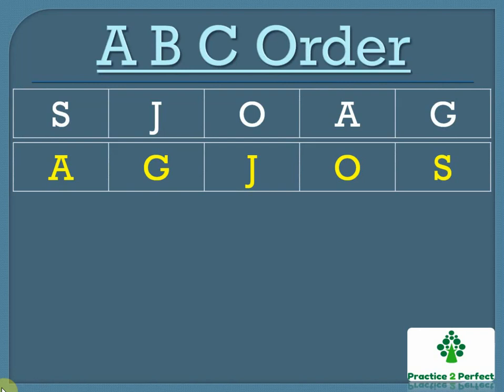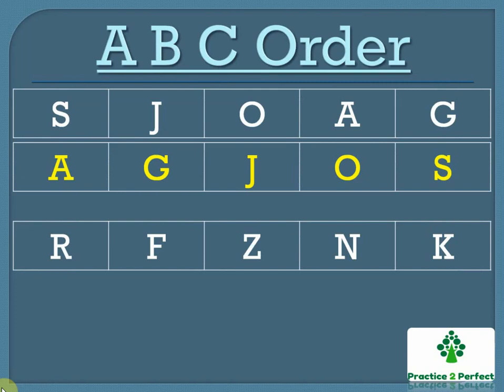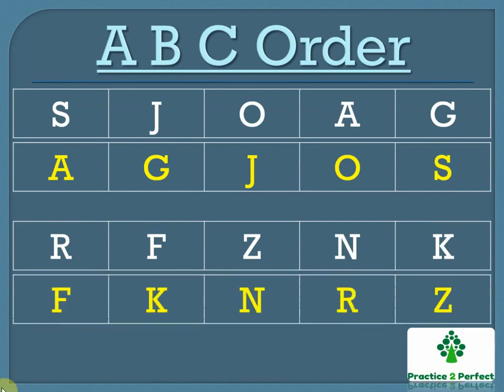Let's take another example. The given alphabets are R, F, Z, N and K, which were chosen randomly. Now, we have to arrange them in alphabetical order. So the order is F, K, N, R and Z. So this was the first task that you can play with your kids.